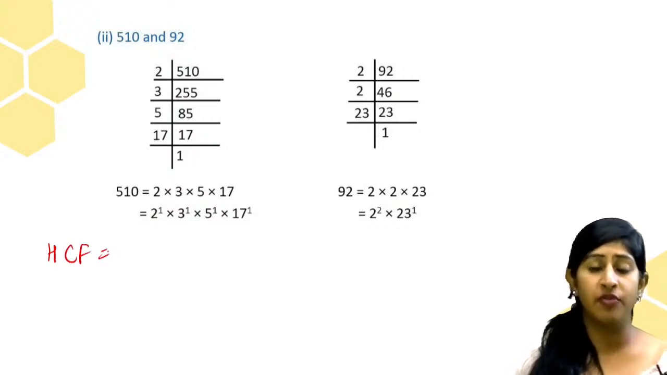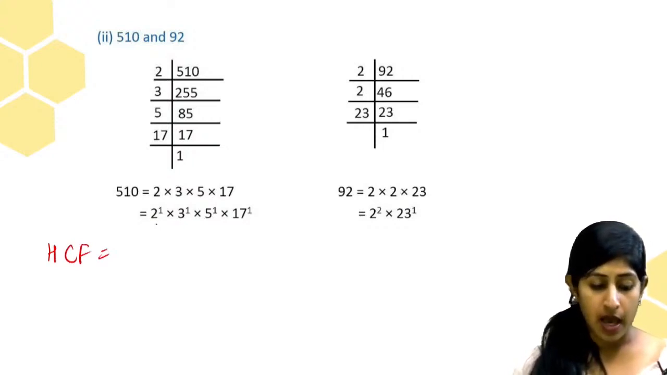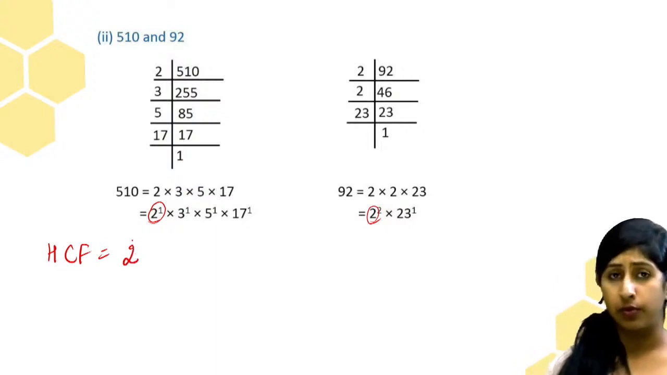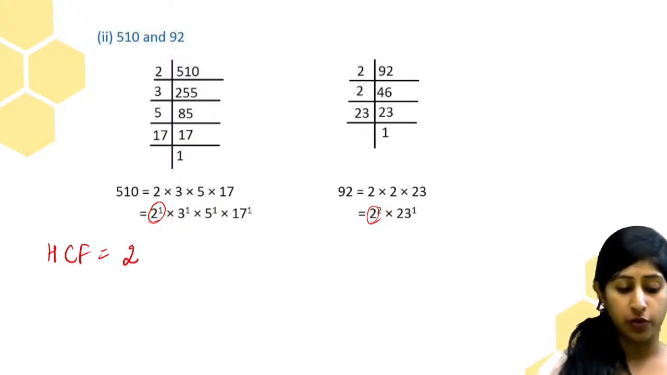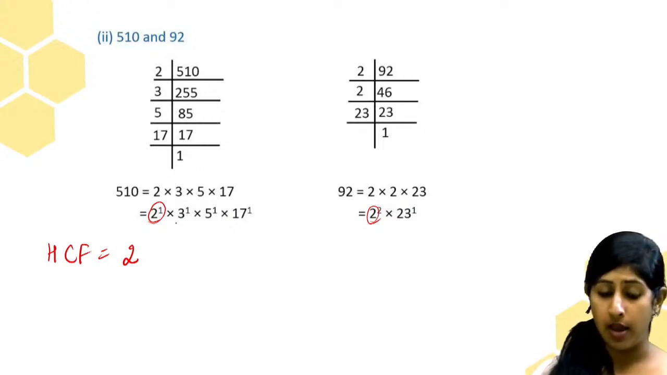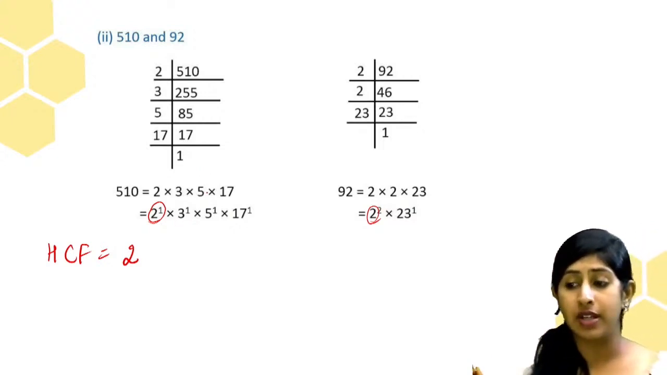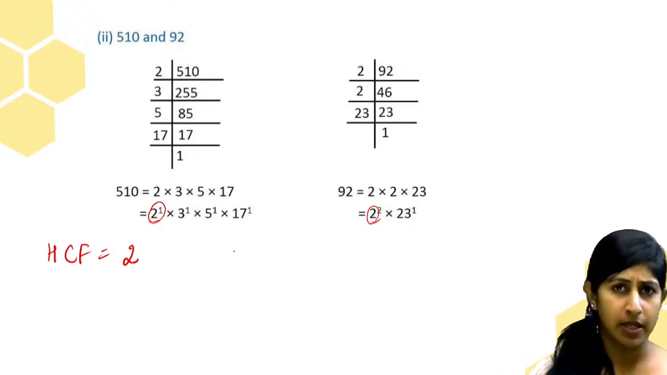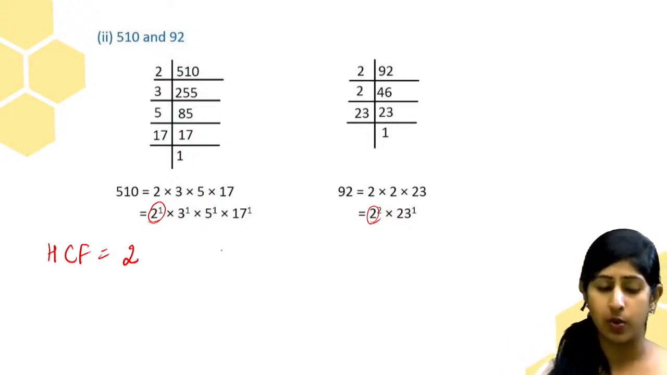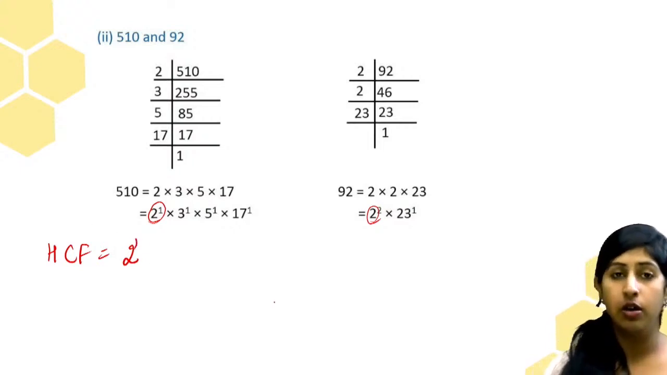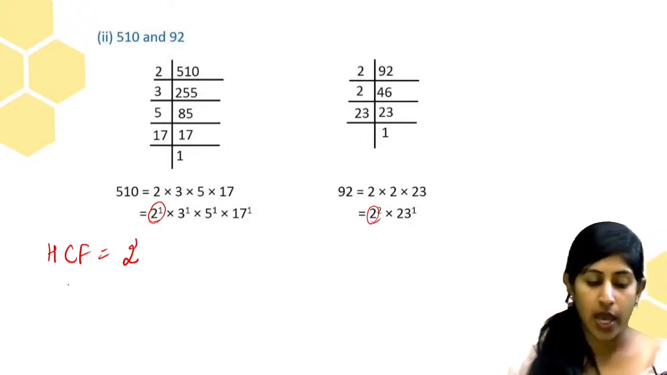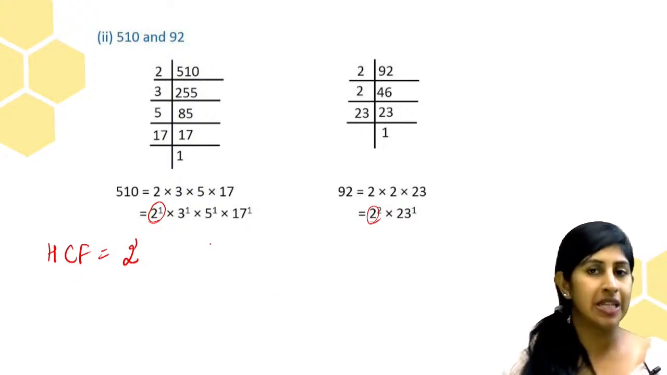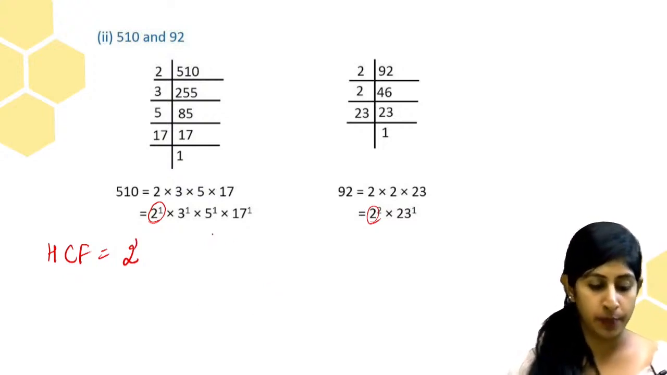Now to calculate the HCF, again, I'm going to see the common factors. What are the common factors? I can only see 2 over here. 2 is my only common factor, so I'm going to write 2. And what power of 2? I have to write the smallest power of 2. Over here I have 2 to the power 1 in 510, and in the prime factorization of 92 I have 2 square. Now what does that mean? What should I write? 2 to the power 1 or 2 square? Clearly 2 to the power 1 is smaller, so I'm going to write the smaller power. So HCF of these two numbers is simply 2. That's the highest common factor.